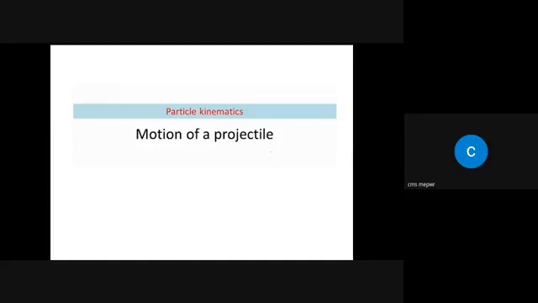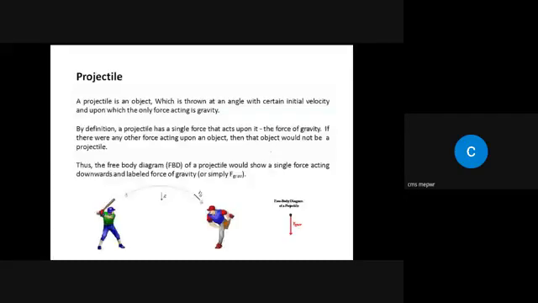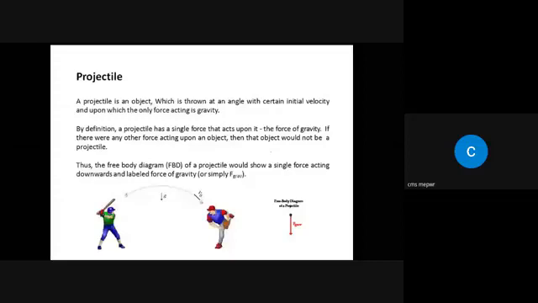Okay, so in curvilinear motion, the second part that we have basically is projectile motion, and again we are continuing with particle kinematics. So it's motion of a projectile. Now what is a projectile? A projectile, we can say, is an object or a body or a particle which is thrown at a certain angle with some initial velocity.